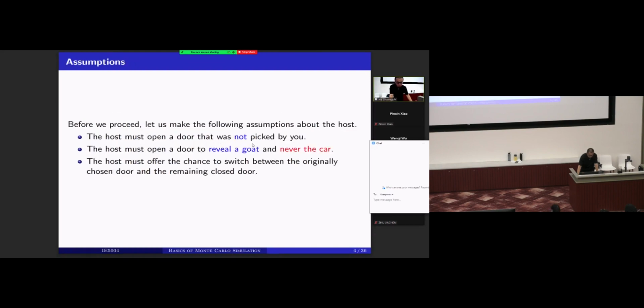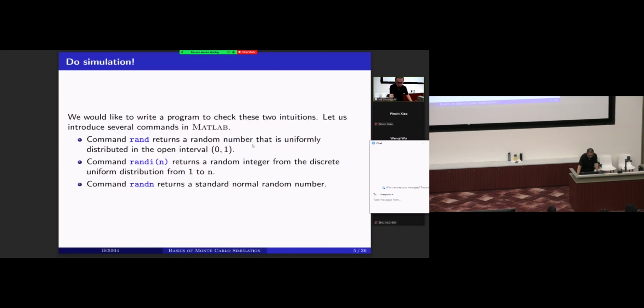What do we need to do? As I said, I wrote a MATLAB program to simulate. This is a very simple process. So for this Monty Hall problem, let me briefly introduce several commands in MATLAB, so that when I show you the code, you can understand what's going on there.